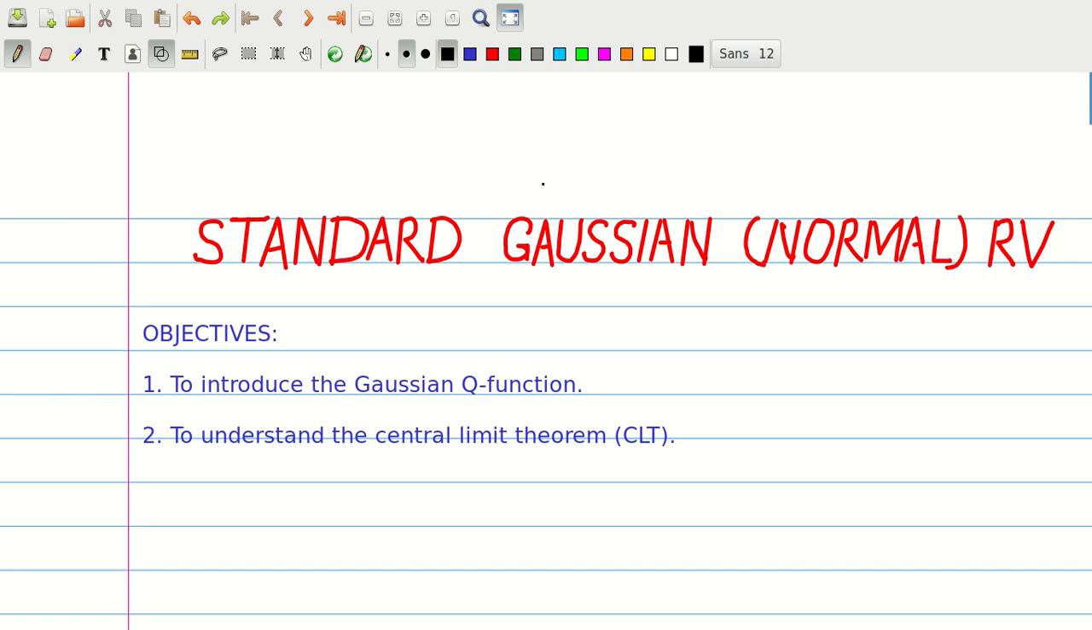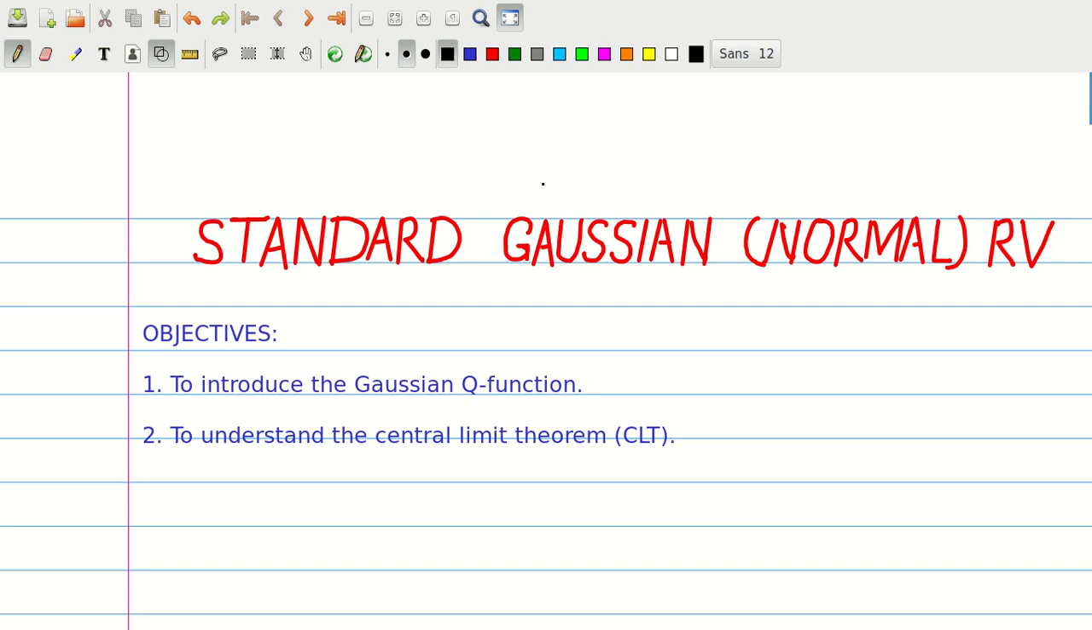Hello, in this module we will discuss the standard Gaussian random variable, which is also called the standard normal random variable. A standard normal random variable is a normal random variable with mean 0 and variance unity.